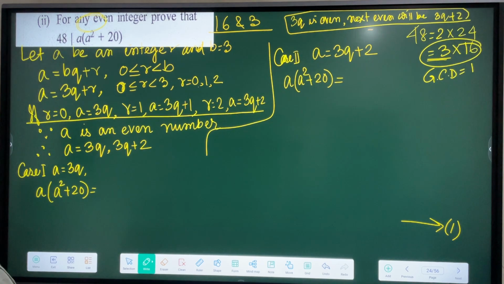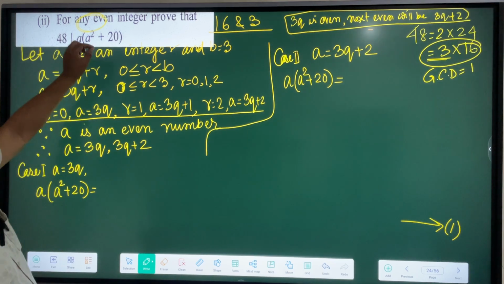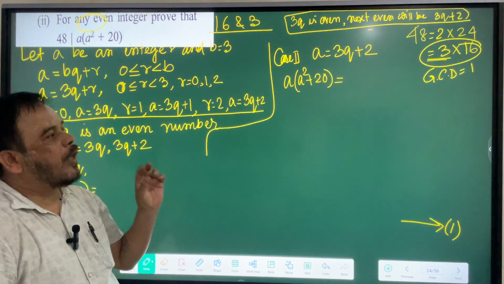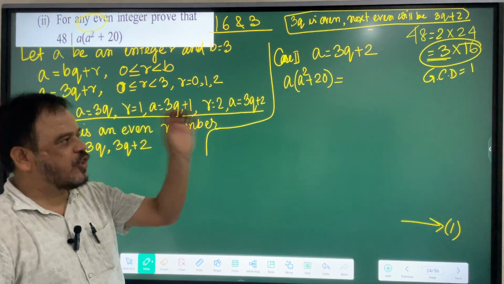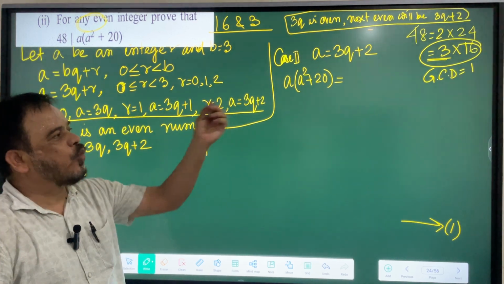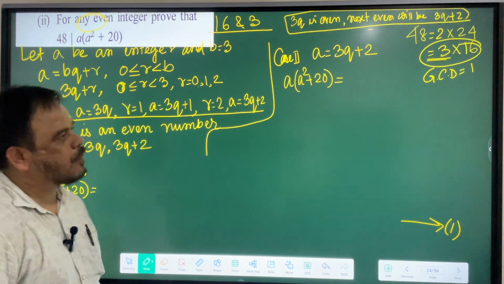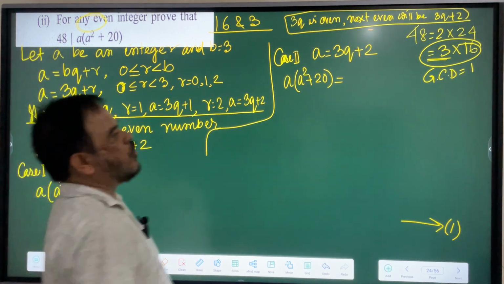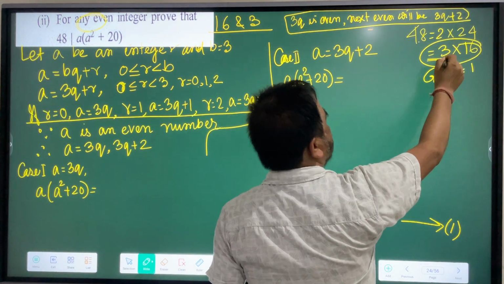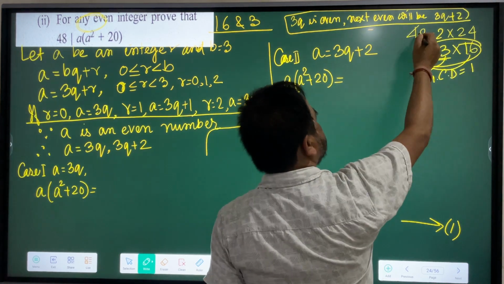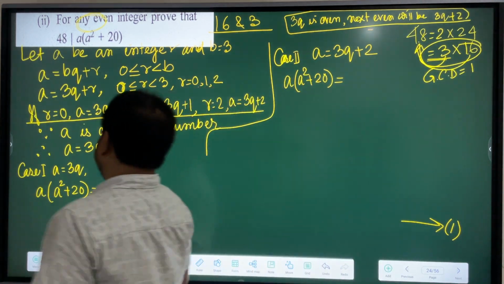We have to show a(a² + 20) is divisible by 48. First we will show a(a² + 20) is divisible by 3. Secondly, we will show it is divisible by 16. Then finally, we will show a(a² + 20) is divisible by 48, because 48, if we divide by 3, it is divisible, and if 16, also divisible. So it's the same thing.